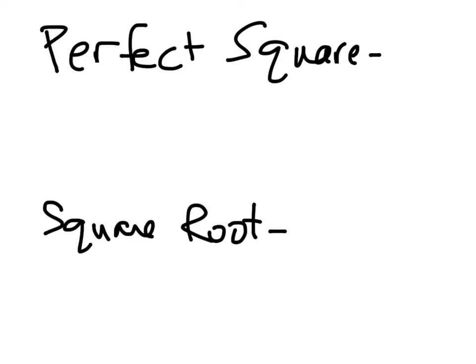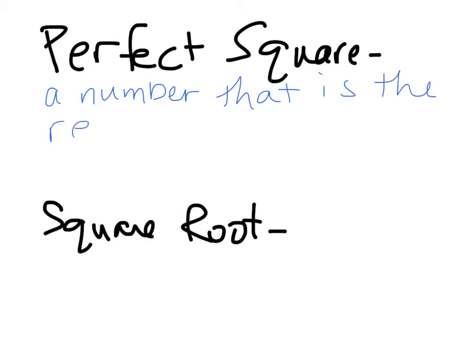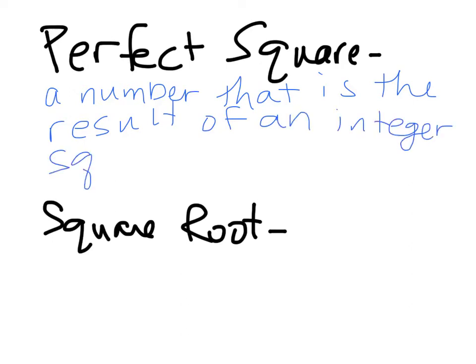Okay, a perfect square. A perfect square is a number that is the result of an integer squared. So if I take any integer, let's say -8, and square it, then the result is 64, which is a perfect square. If I take, for example, 3 and square it, 9 is my result, it is a perfect square.